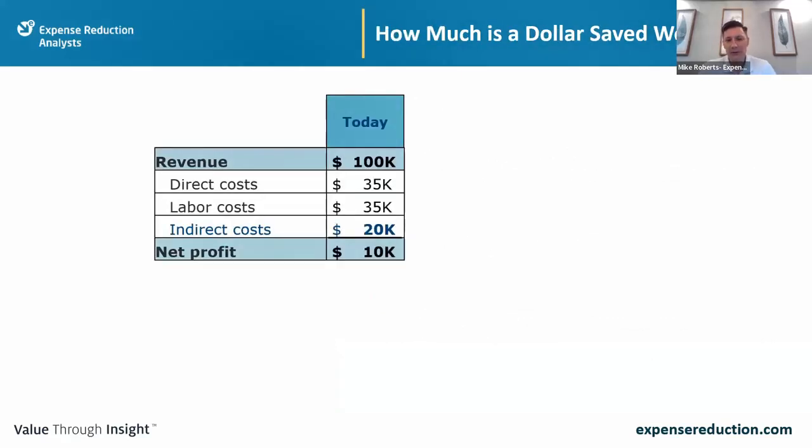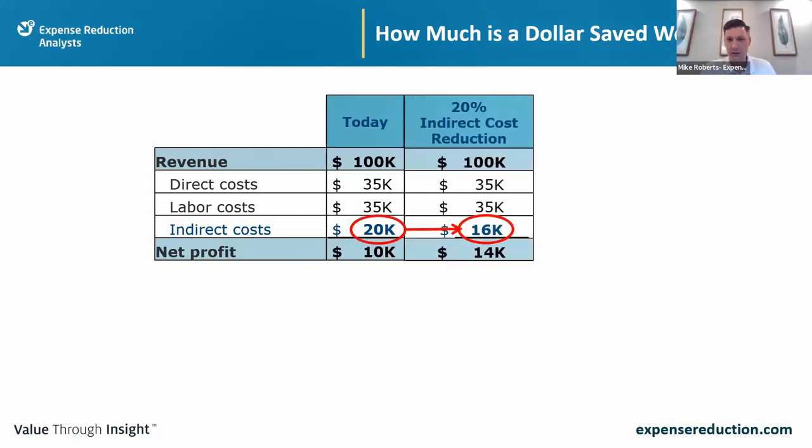So this first slide really illustrates a hypothetical business situation. Let's take a business that has about 100,000 in top line revenue. Let's say for informational purposes, they have 35,000 in direct costs, 35,000 in labor costs, and 20,000 in indirect costs. After you take away the direct, labor and indirect costs, you're left with a net profit of about $10,000.